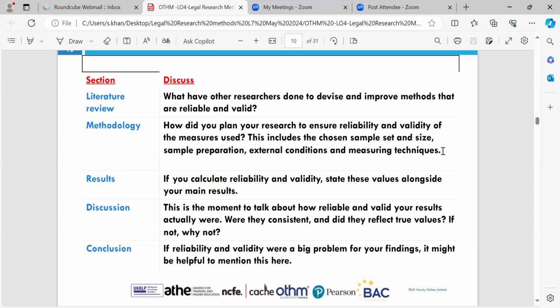Results: if you calculate reliability and validity, state these values alongside the main results. And then discussion, so this is a moment to talk about how reliable and valid your results are. Where they are consistent, do they reflect the true values? If not, why not? So you need to make sure whether they are valid and they are reliable.